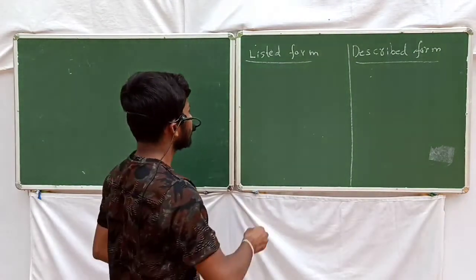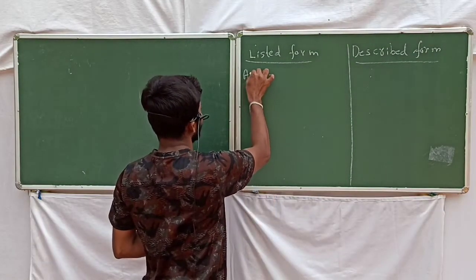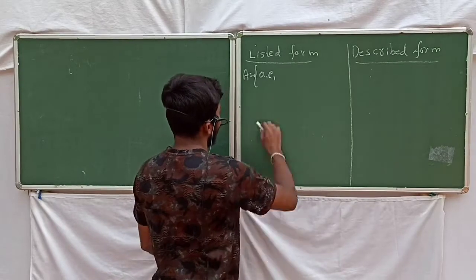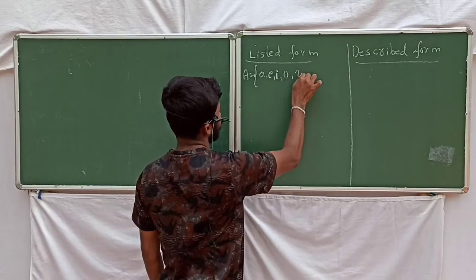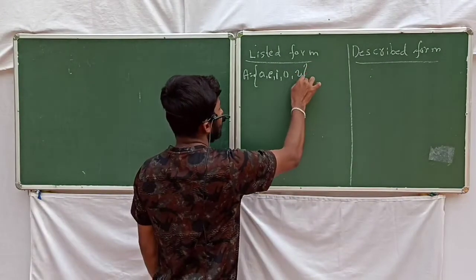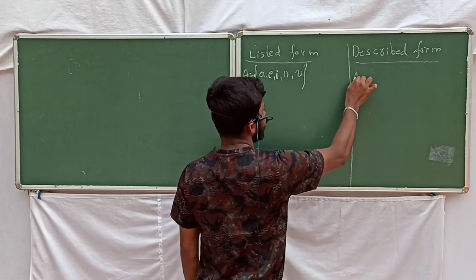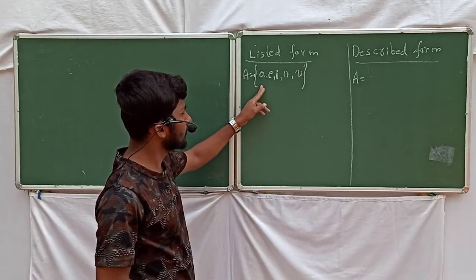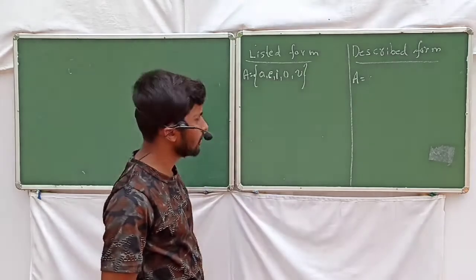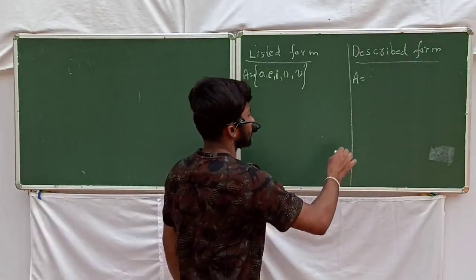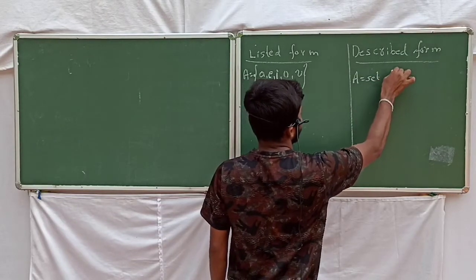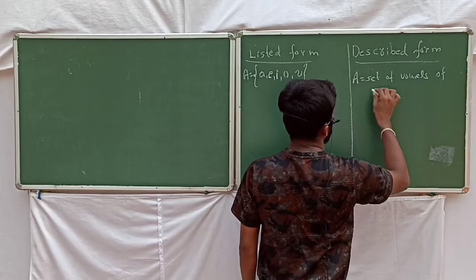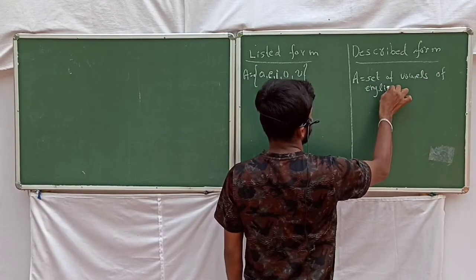First see, I'll write A is equal to {A, E, I, O, U}. Here I'll write it in described form. A is equal to, how to describe this set? Observe, one set contains elements A, E, I, O, U. You can write it as, it's a set of vowels of English alphabet.